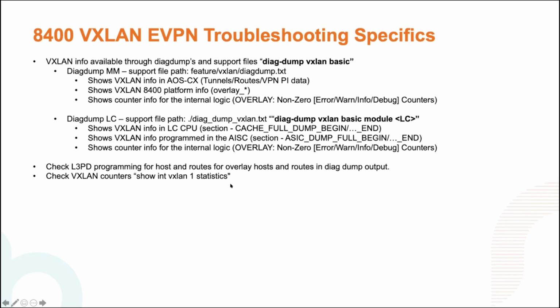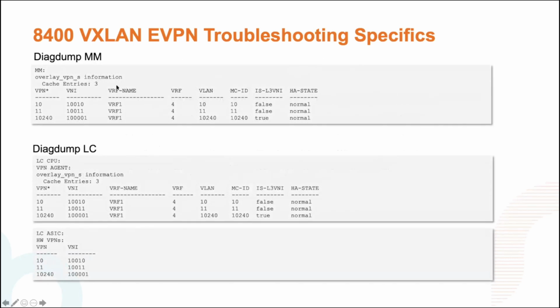So this is, I'm not putting all the content of the diagdump output in this slide, but just a sample of it. If you look at it here, the VPN information is available from the MM in the diagdump output. Here is the VPN ID that's configured on CLI. This is the VNI ID that is present, and this is the VRF name, VRF internal ID, the VLAN associated with the VNIs, and the multicast IDs for the flood groups, and whether it's an L3 VNI or not, or a symmetric or asymmetric VNI. The last one is the symmetric VNI, and HA state is more internal.